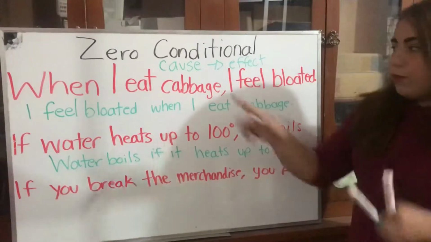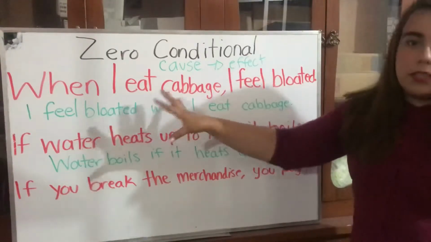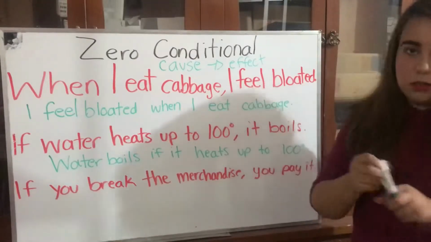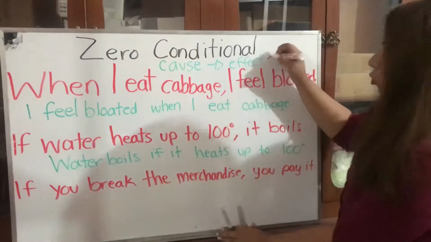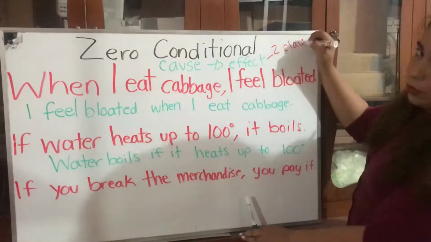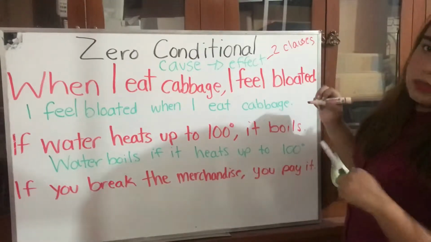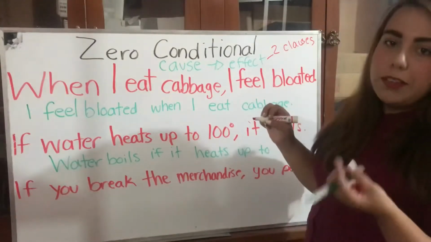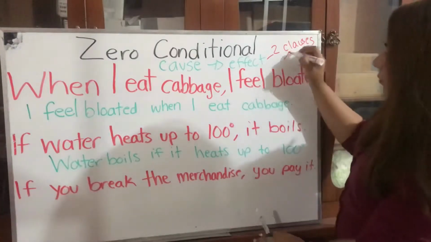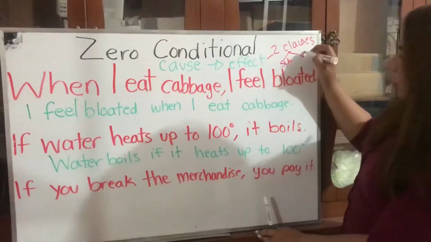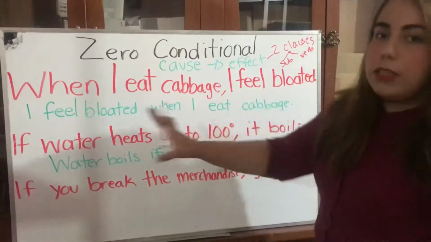Okay, so when we have cause and effect, this means our sentence is going to have two clauses. But what is a clause? A clause is when we have a subject and a verb. Subject, verb.